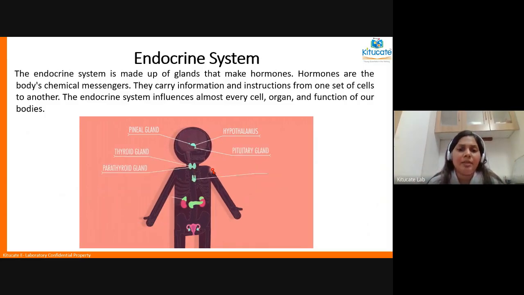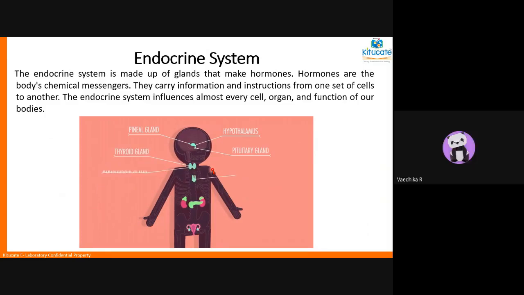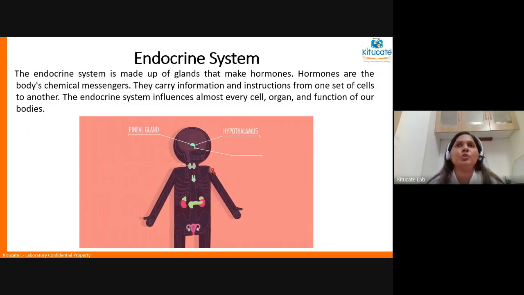For example, your pancreas. Your pancreas produces what? Insulin. Yes. So insulin is a chemical which is produced by your pancreas, and the pancreas is also an endocrine gland. Now, this insulin controls or regulates the sugar, glucose in your body. If your pancreas is not producing adequate insulin, then you are suffering from a disease. This is due to the malfunction of your pancreas.